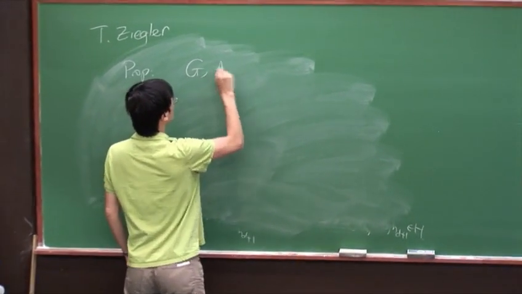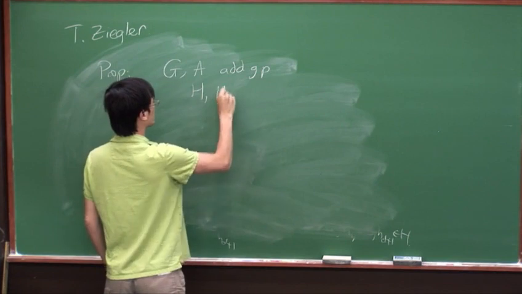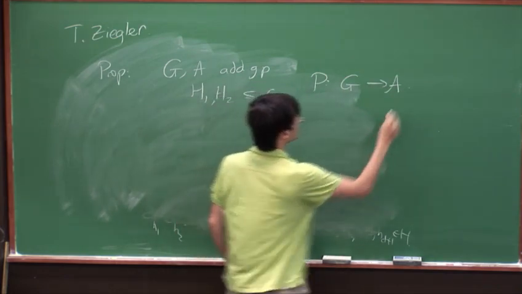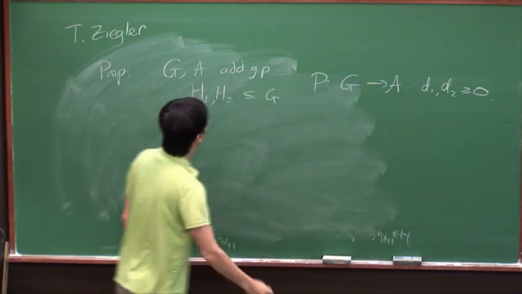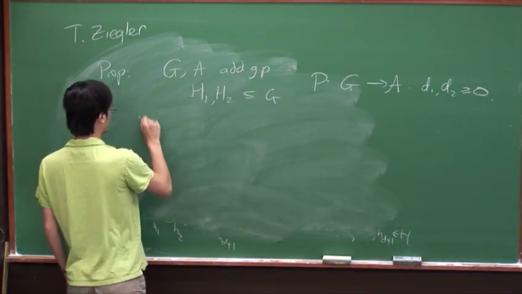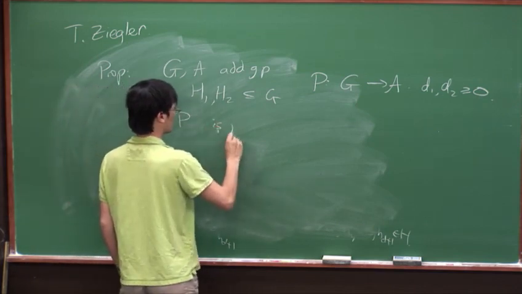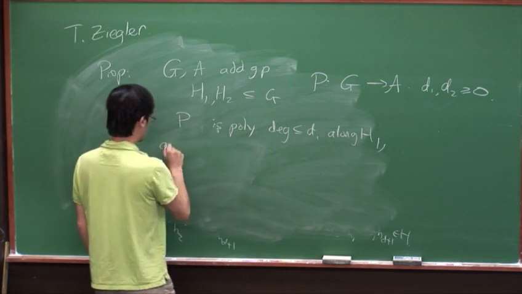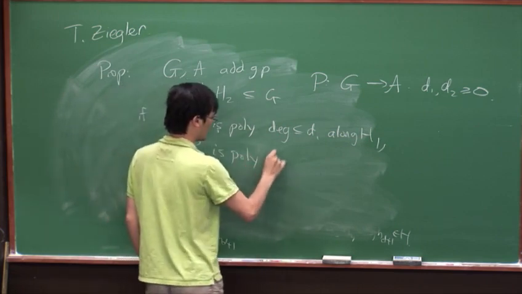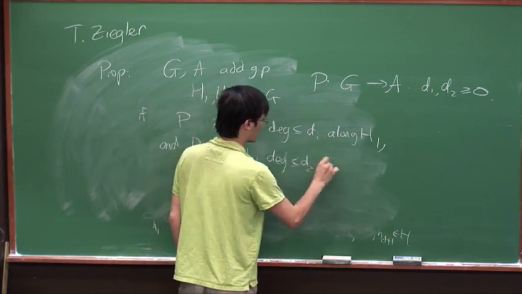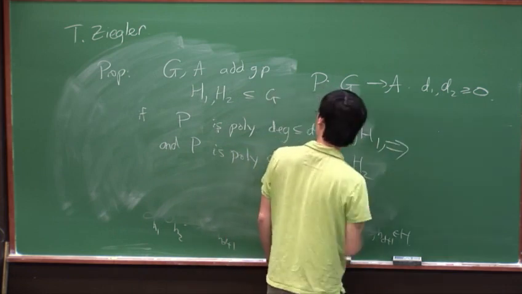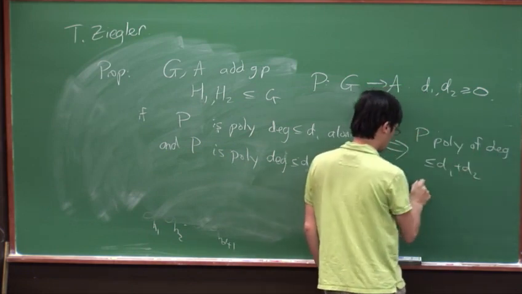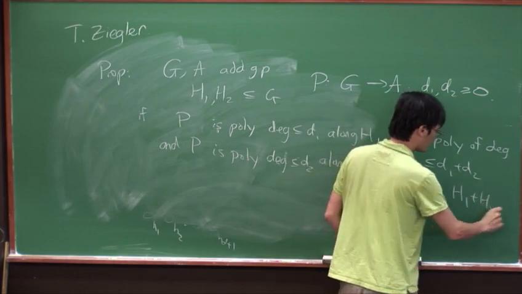Okay, so you take any two abelian groups. You take two subgroups, and I take a function, let's say P, from G to A, and I need two natural numbers. Okay, and so the statement is that if P is polynomial of degree at most d1 along H1, and P is polynomial of degree at most d2 along H2, then it is necessarily of polynomial degree, the concatenated degree d1 plus d2, along the concatenated group, H1 plus H2. The group that contains both of them.